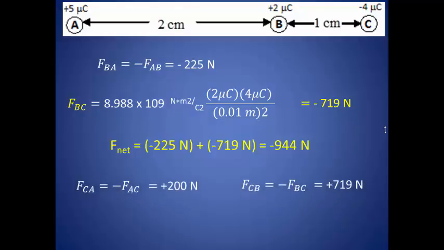Now we get to the forces acting on particle C. Particle A and particle B are both the opposite charges of particle C, so C will be pulled to the left by A and B. Now we have already found the force of C acting on A and C acting on B. We can again apply Newton's third law and say that the magnitudes of these forces are equal, but the directions are opposite. So the force of A acting on C is a positive 200 newtons, and the force of B acting on C is a positive 719 newtons. So the net force acting on particle C is 919 newtons to the left.